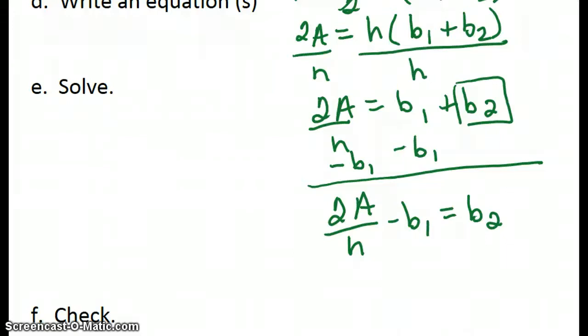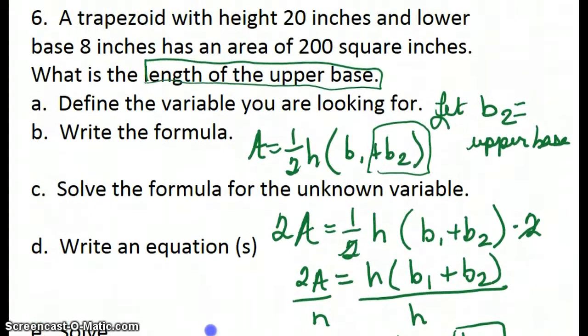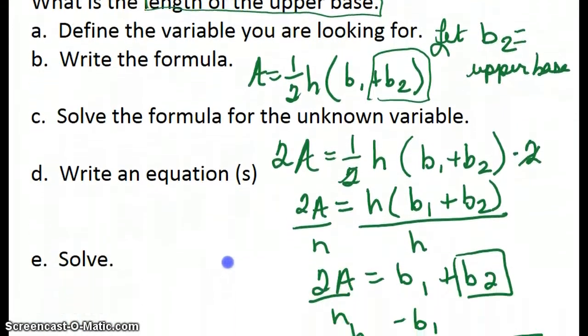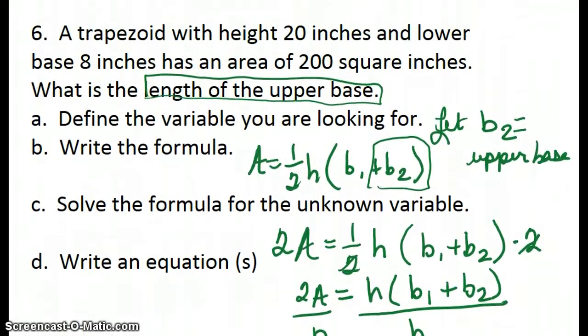Now, you can solve these without solving for the equation, but it's not practicing what we're learning in class. So please make sure you try to solve these for the equation before you put them in. Now let's look at the information that they gave us. I'm going to draw a picture. That's going to help me a ton. A trapezoid with height 20. This is 20. We don't know our base 2. And our base 1 is 8.